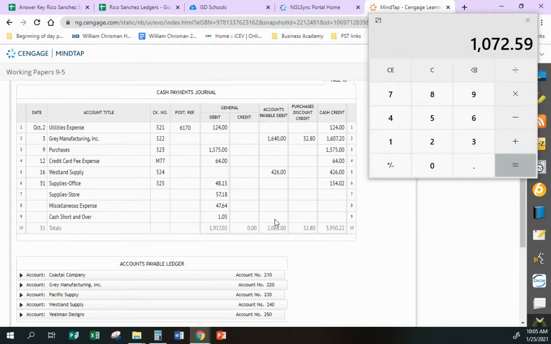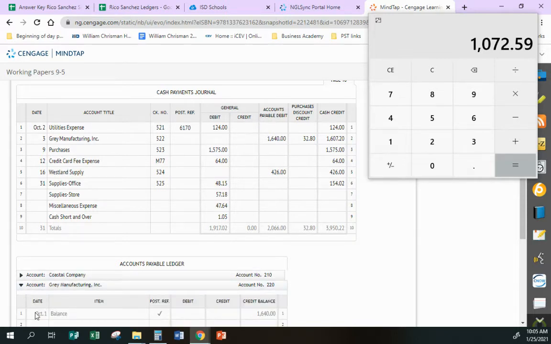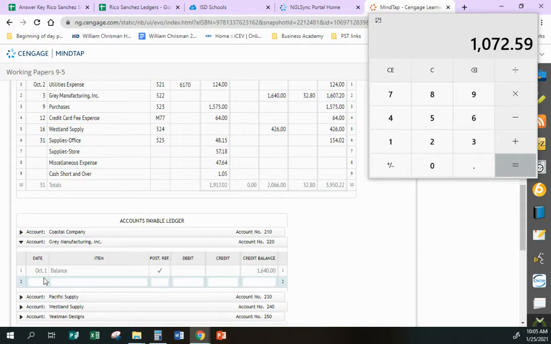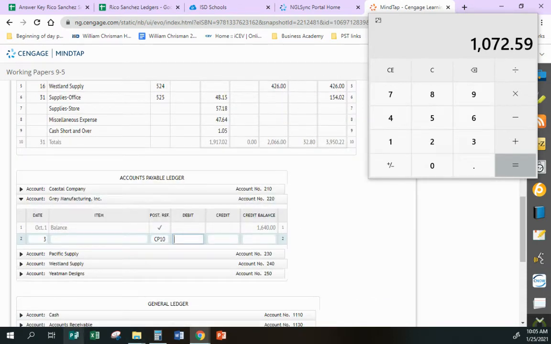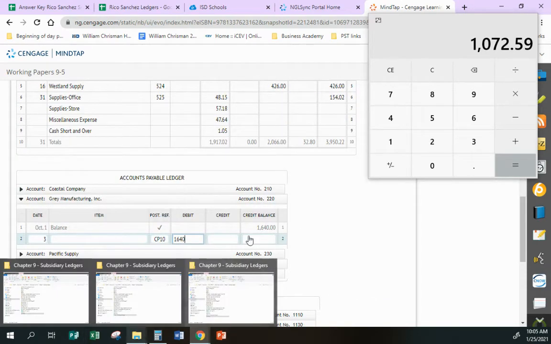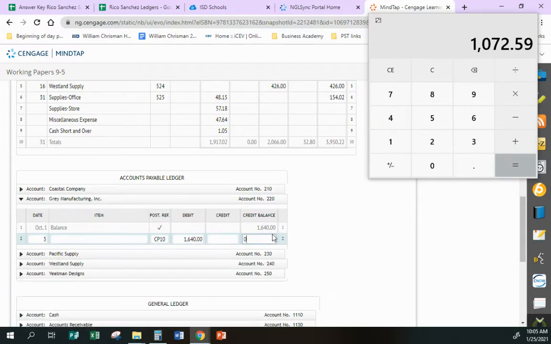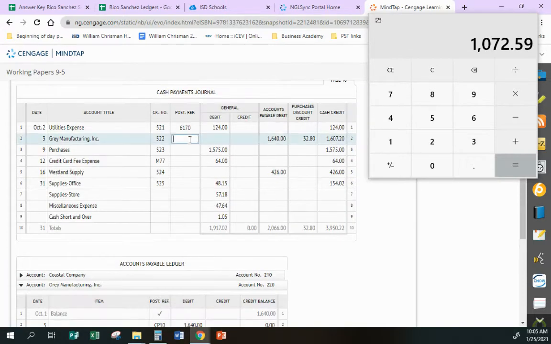And then we're going to post Gray Manufacturing. So I'm going to come down to Gray Manufacturing on the 3rd. I have a CP10. We have an accounts payable debit. Notice you have a credit balance and a debit transaction. You subtract them, that gives us a 0. And I'm going to come up here and do this 220.